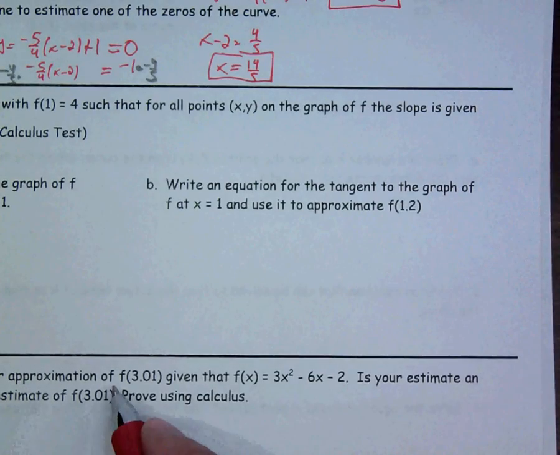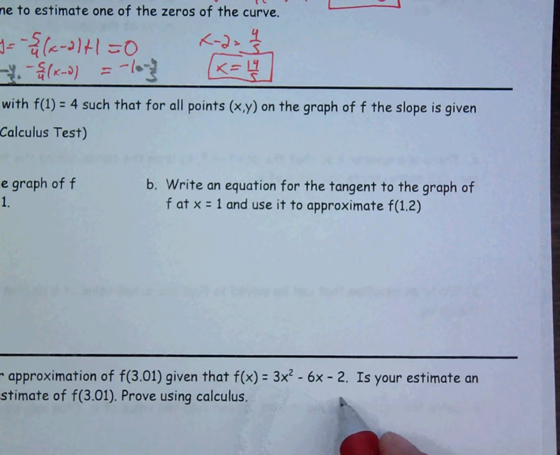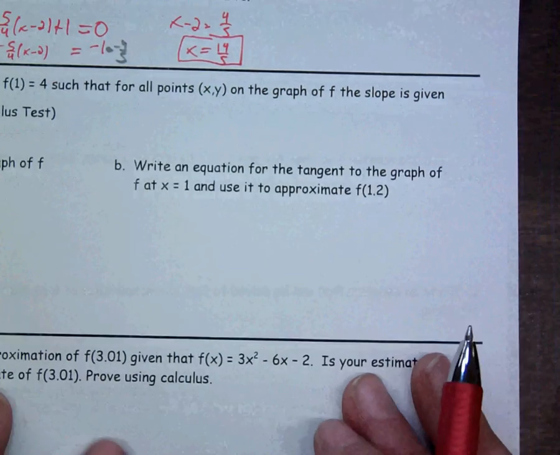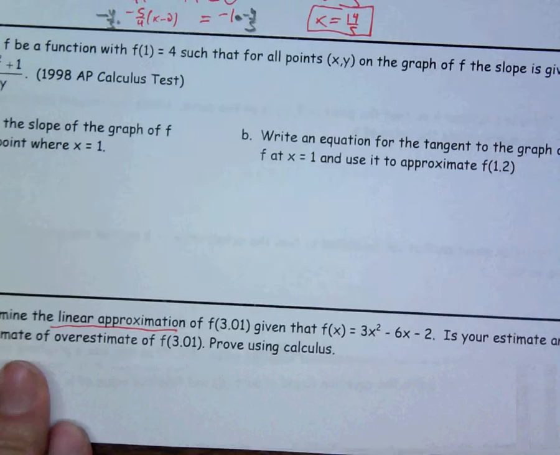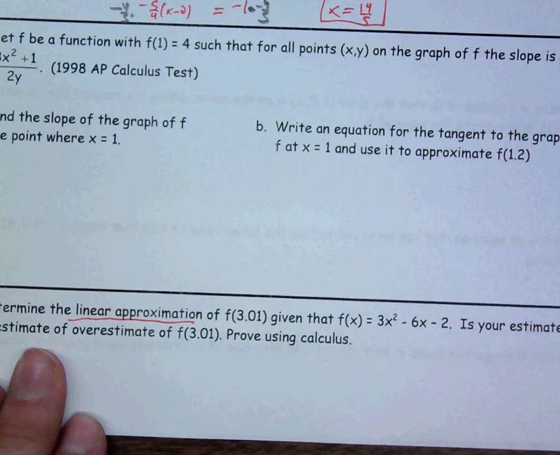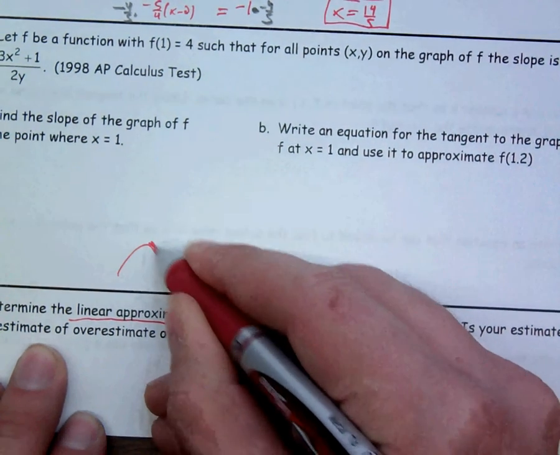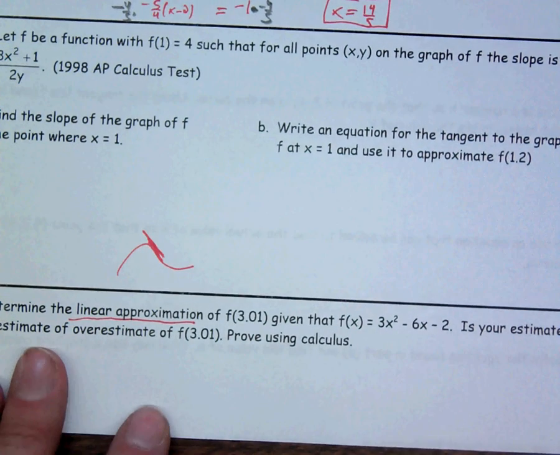Let's do number 3. It says determine the linear approximation of f of 3.01 given that f of x equals this guy. Is your estimate an underestimate or an overestimate of 3.01? Prove using calculus. So, to find the linear approximation, that's another wording of saying find the equation of the tangent line. That's the linear function that very nearby a function will be an estimate. That's what we mean by linear approximation. You're using the tangent line.